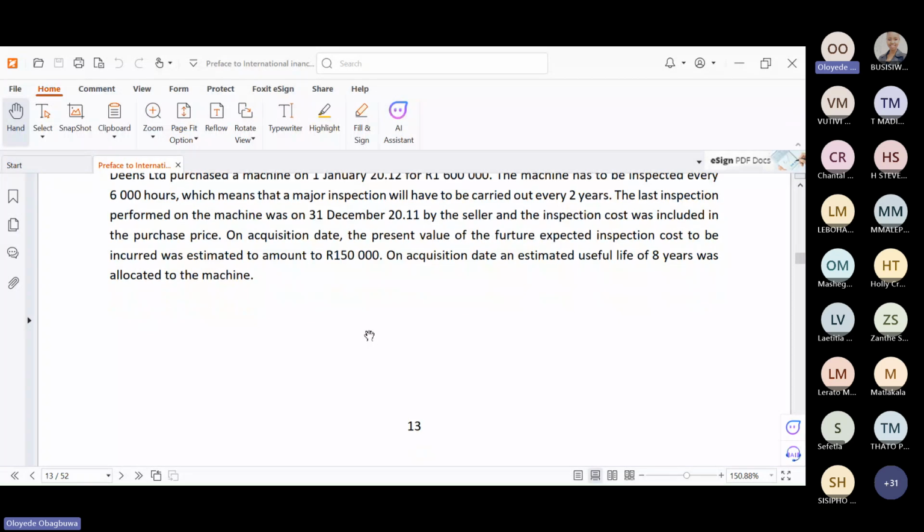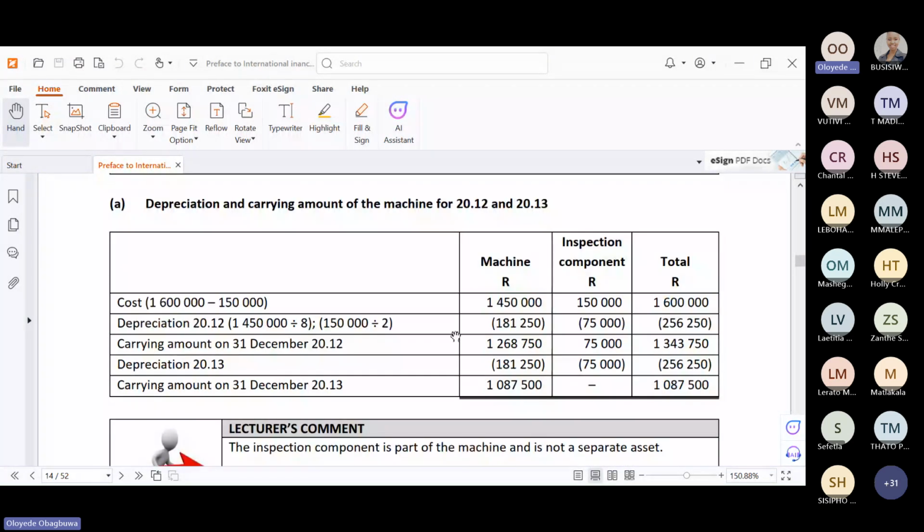These are the information we have. To handle it, you have the column for the machine, the column for inspection, and the total. So when you remove 150 from 1,600,000, the actual cost outside the cost of the inspection is 1,450,000. The cost of the inspection is 150. The total is 1.6. Now, the depreciation for 2012, because we were asked to calculate depreciation for 2012 and 2013. What is the depreciation for 2012?